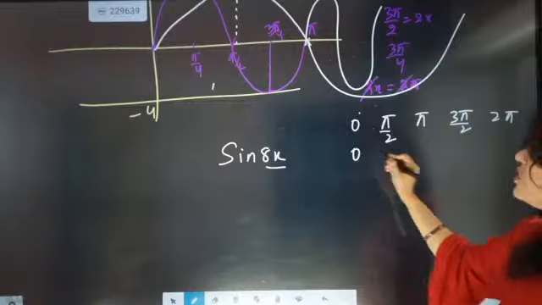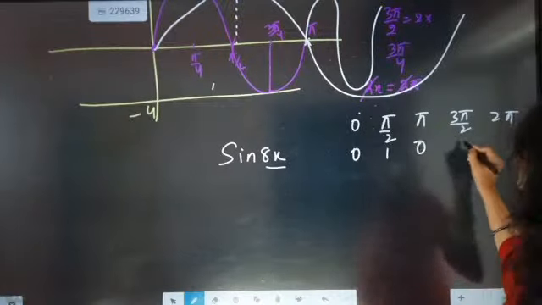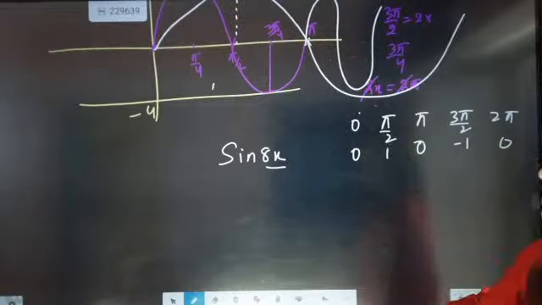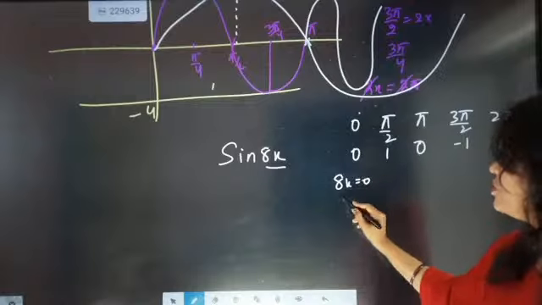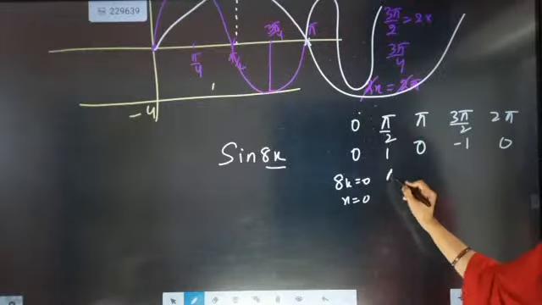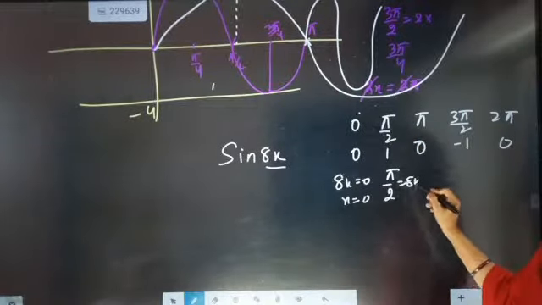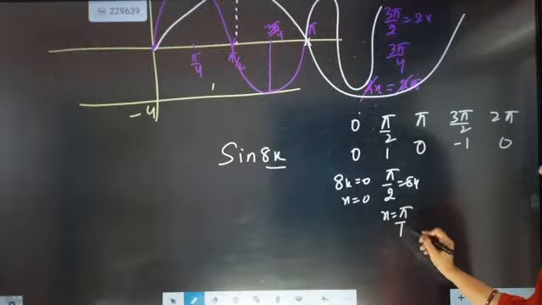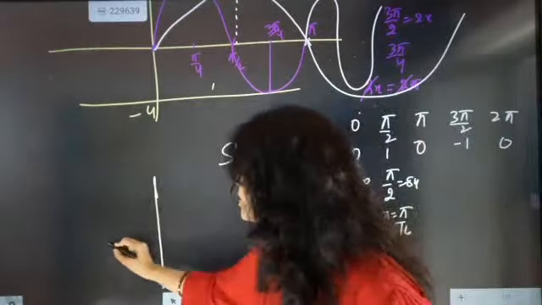And you know sine values: 0, 1, then again 0, then minus 1 and 0. To get 0, 8x will become equal to 0, so x will be 0. Next angle, pi by 2 equal to 8x, so x will be equal to pi by 16. So now your graph will become more reduced.